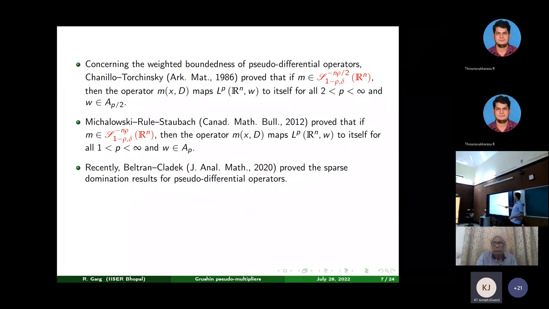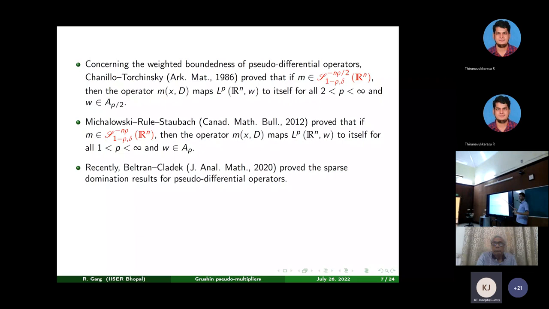So Beltran studied this question in more generality and got better results in terms of domination by various maximal functions. And the work was more or less completed in this paper by Beltran and Laura Cladek, where they proved interesting sparse domination results for pseudo-differential operators going further below. So in this, we are taking a lot of decay. Here we are taking only half of the decay.